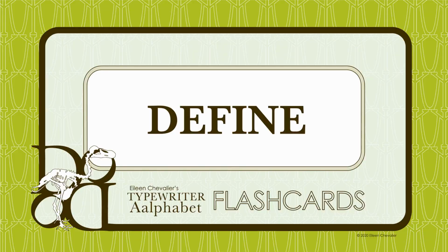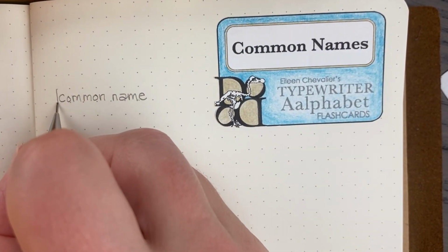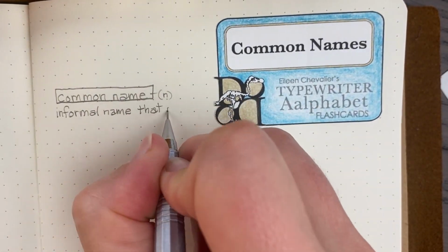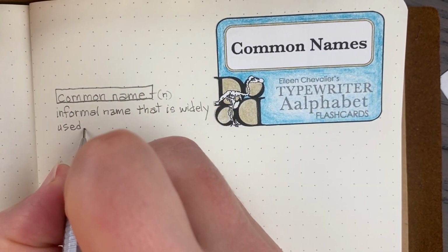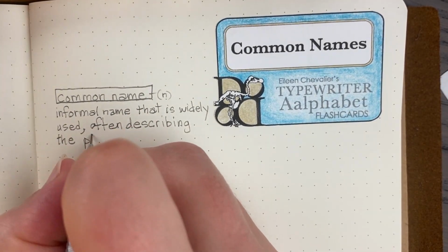All right, so as always, we are going to start with some definitions. So get out your journal and you can write down the definition for common name. A common name is the informal name that is widely used, often describing the physical or medicinal properties of the plant.